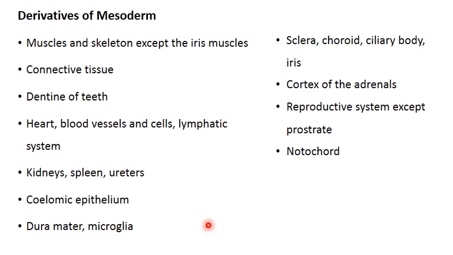Next you have the derivatives of the mesoderm, and meso means middle. So, what is present in the middle? Muscles and skeleton, except for the iris because we have seen these are derived from the ectoderm. You have the connective tissue, dentine of the teeth, heart, blood vessels, lymphatic system, all derived from the mesoderm. Now, kidney, spleen, ureter, coelomic epithelium, dura mater, that is the outermost tough covering of the brain, microglia, that is present in the nervous system, sclera, choroid, ciliary body, adrenal cortex, reproductive system except for the prostate, and then the notochord. So, these are all derived from the mesoderm.